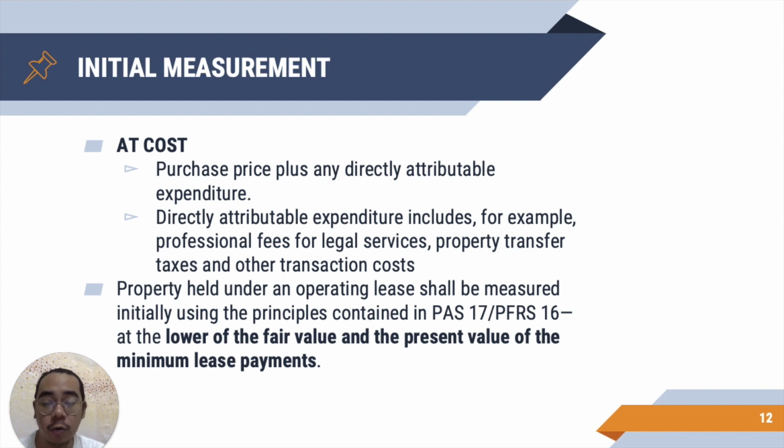So kapag yung pinag-usapan natin kanina, yung property held under an operating lease, if you choose to recognize it as an investment property, you should use PAS 17 or PFRS 16 to initially measure it, which is the lower of the fair value and the present value of the minimum lease payments. So as to that, we will talk about that in another video, no, yung mga leases in the future.